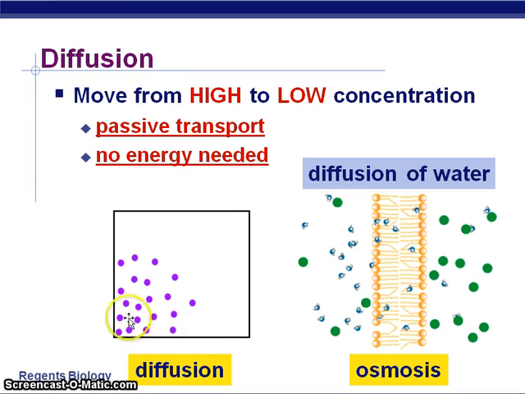Here's another example of diffusion. Say you sprayed perfume in the corner of one room. Well, if someone was right here versus right here, the one all the way in the corner, it would take them longer to smell whatever that perfume was. And then again, the same thing happens in cells.